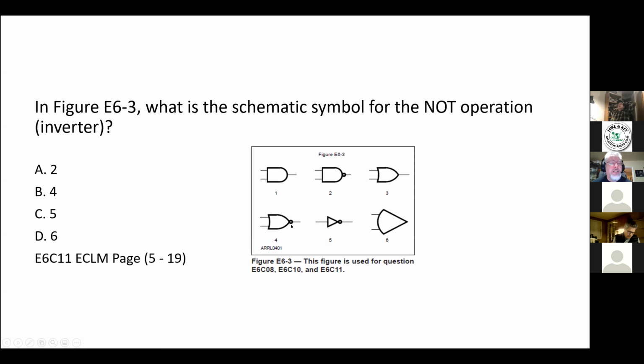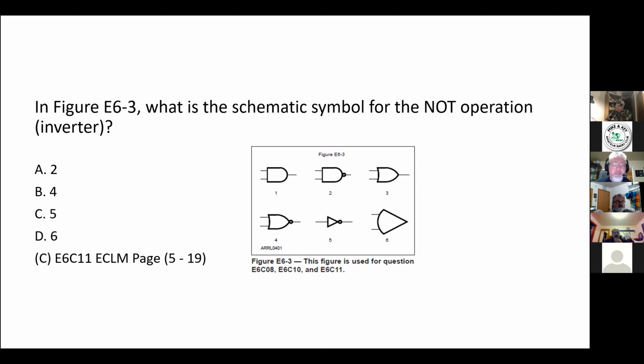In figure 6-3, what is the schematic symbol for the NOT operation or an inverter? A, number 2, B, number 4, C, number 5, or D, number 6? Charlie is correct. The number 5 is the NOT or an inverter.